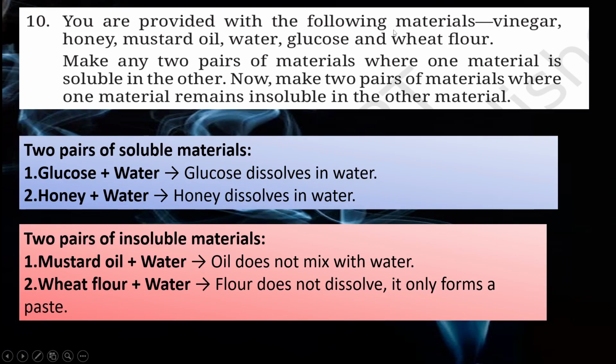10. You are provided with the following materials: vinegar, honey, mustard oil, water, glucose, and wheat flour. Make any two pairs of materials where one material is soluble in the other. Now make two pairs of materials where one material remains insoluble in the other material. Two pairs of soluble materials. One, glucose plus water. Glucose dissolves in water. Two, honey plus water. Honey dissolves in water.